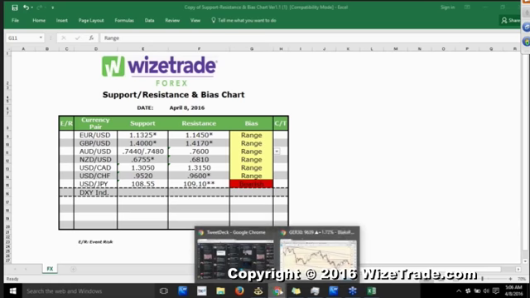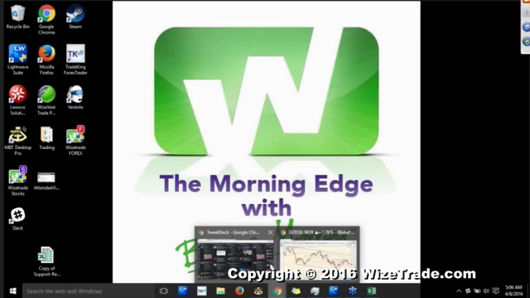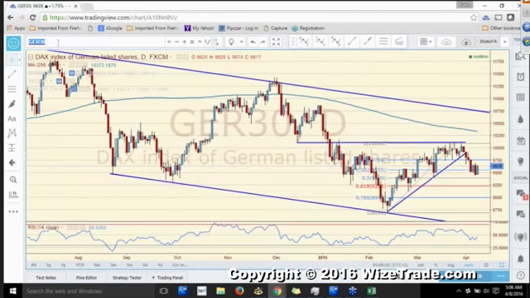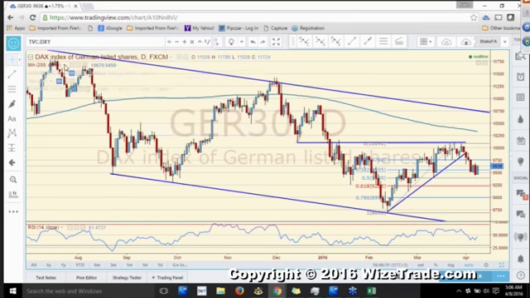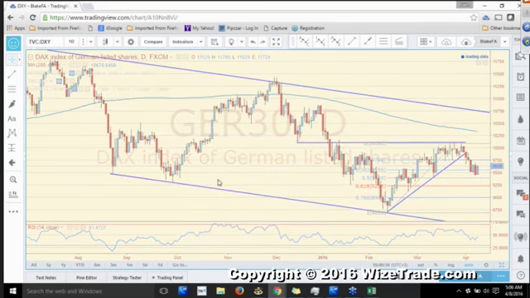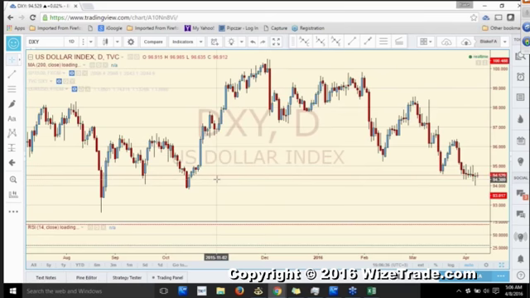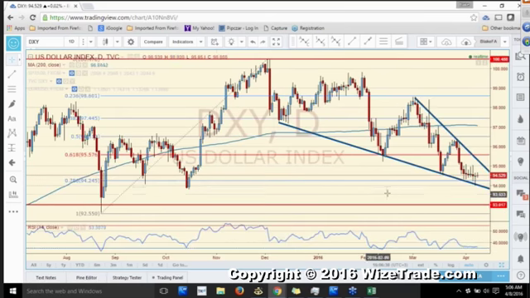All right, dollar index. There's the DAX. 50% retracement coming up. Okay, dollar index. Ew, okay. You guys are no fun. You guys are no fun on a Friday.